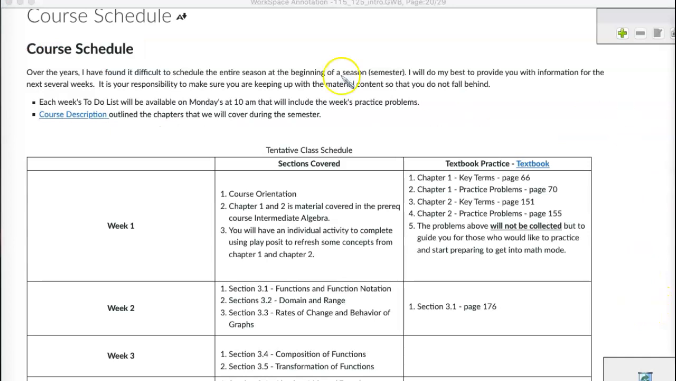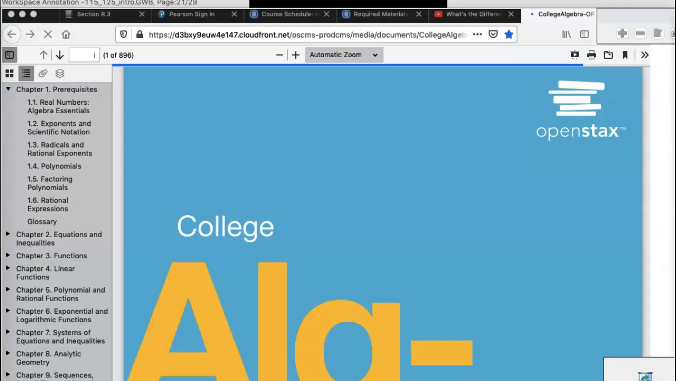So in your class, your course calendar, I just want you to know, we're talking about orientation this week. Chapter 1, Chapter 2 is review. We don't spend a lot of time. That's what this individual activity is for. And then your textbook, I'm just outlining, that it does go over key terms. You do have practice problems, but these ones here are not collected. And then your textbook is here.